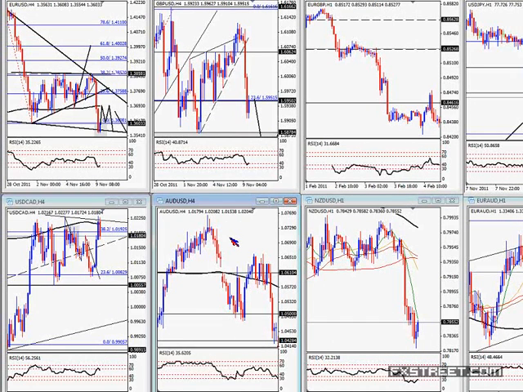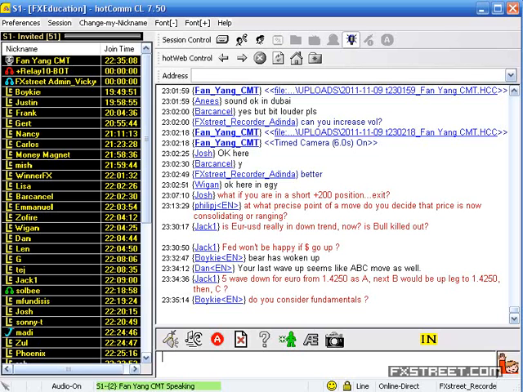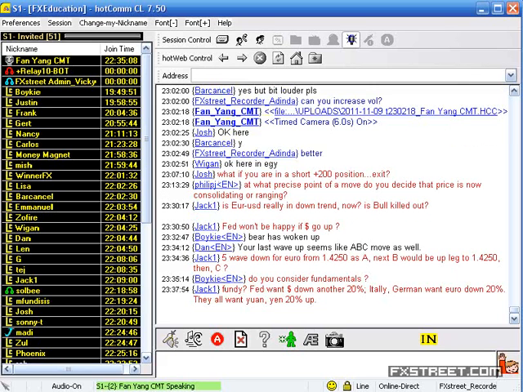And so let me just address some questions here. Jack or Dan, your last wave up seems like an ABC move as well. So I'm assuming you're talking about the Aussie dollar, right? Aussie dollar. Okay, so you know what?